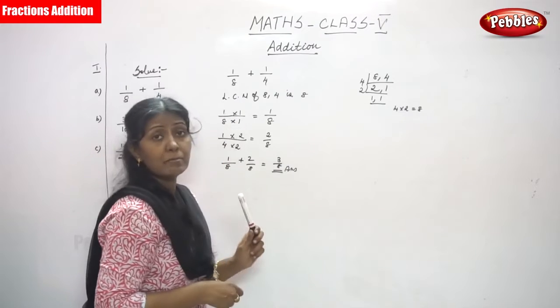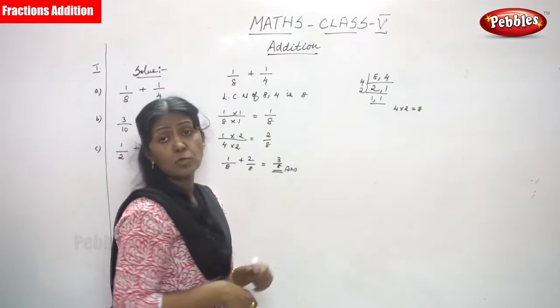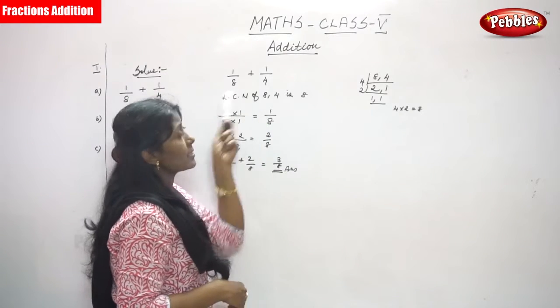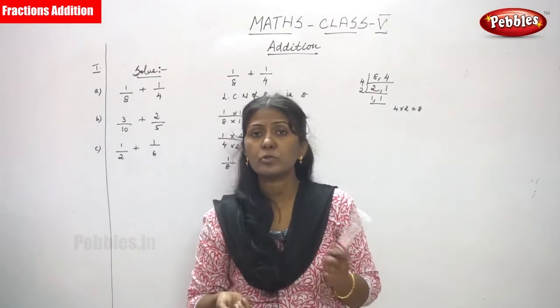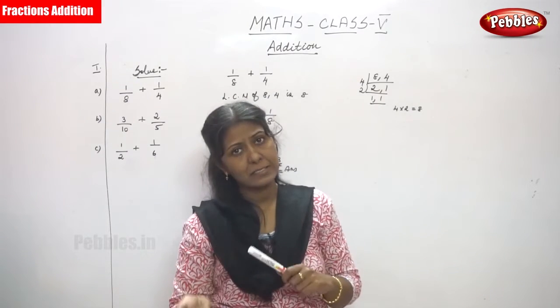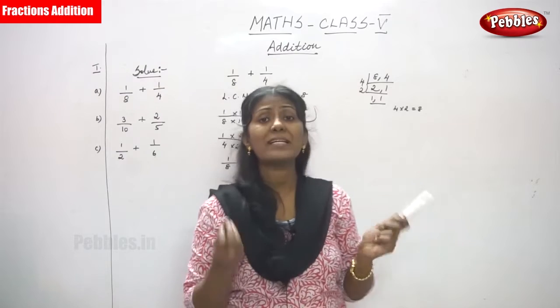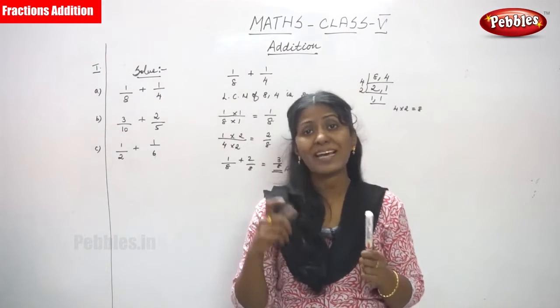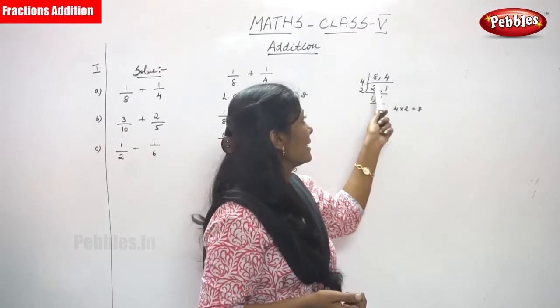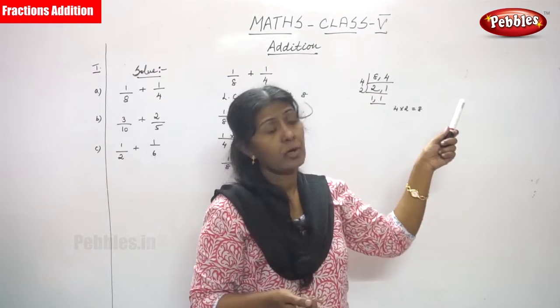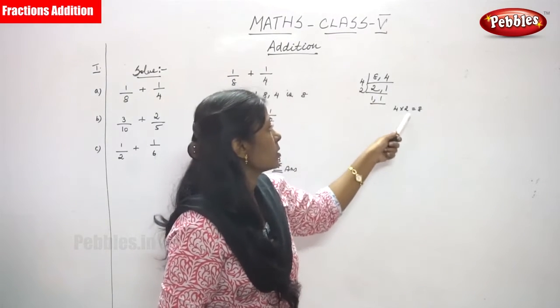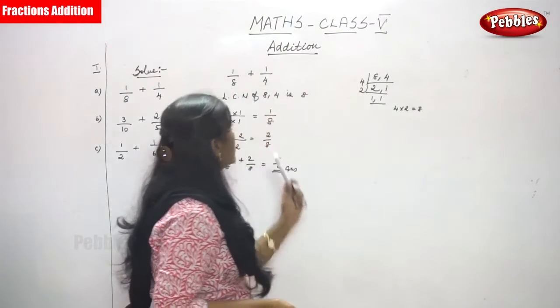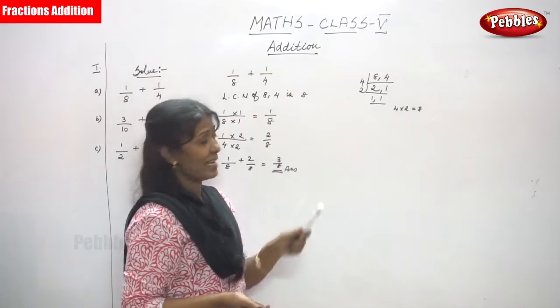So I'll repeat the sum once again. 1 by 8 plus 1 by 4. Look at these denominators. The denominators are different. So if the denominators are different, you are going to take LCM. So I am taking the LCM of 8 comma 4. So the common LCM is what? 8. So you know that 4 into 2 you can get 8. So the LCM of 8 comma 4 is 8.